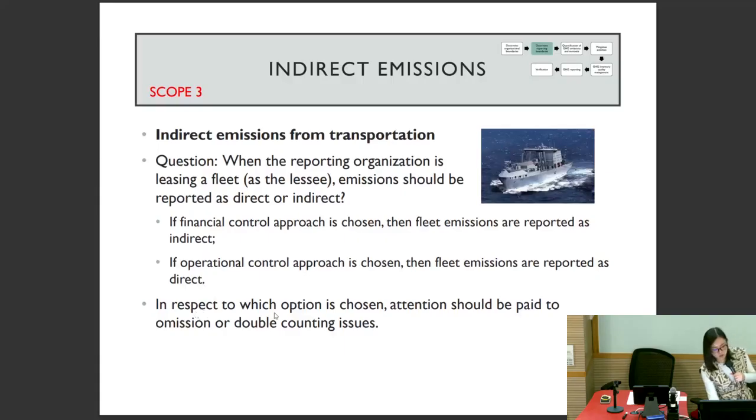So with respect to which option is chosen, attention should be paid to omissions or double counting issues. One emission should be counted in either scope 1, scope 2, or scope 3, but not in scope 1 and also in scope 3. Never. Under one organization, it should be either scope 1, scope 2 or scope 3.